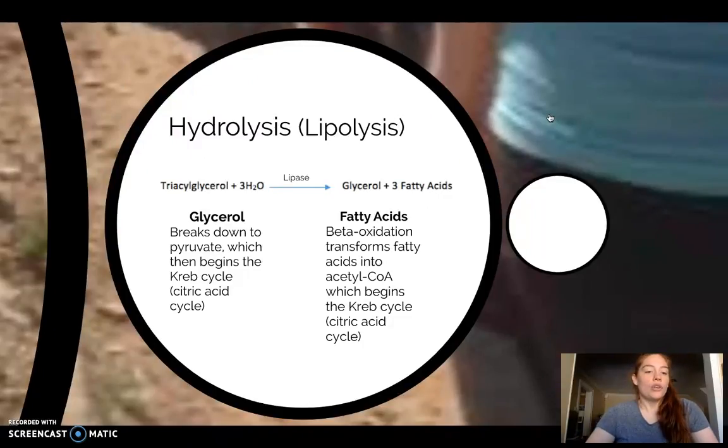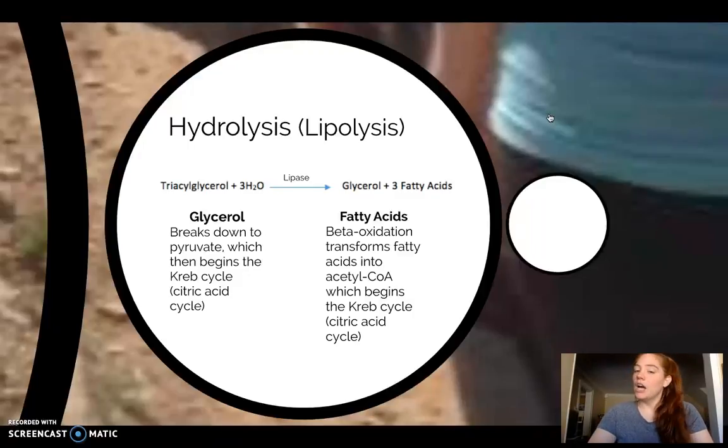All right, so we're going to take the fat, and it's going to go through lipolysis, where we produce a glycerol and 3 fatty acids. Glycerol breaks down to pyruvate, and then you remember pyruvate from the beginning of the Krebs cycle. After that glycerol is broken down, it's just going to take you straight to the Krebs or the citric acid cycle, and it's going to go through the same process that the glucose went through.